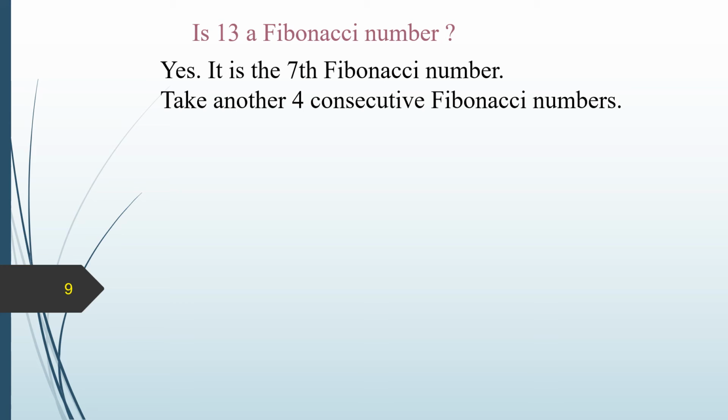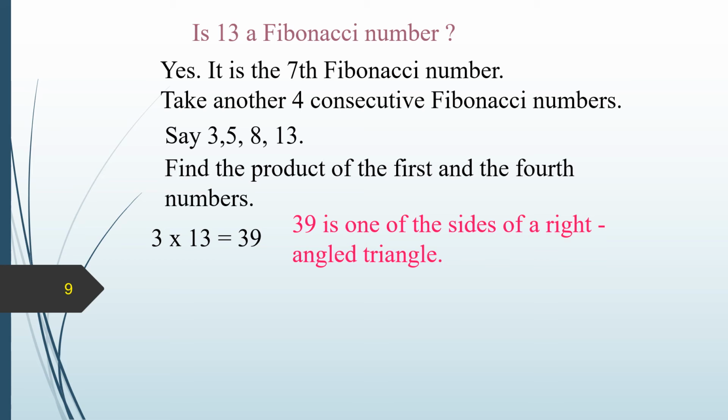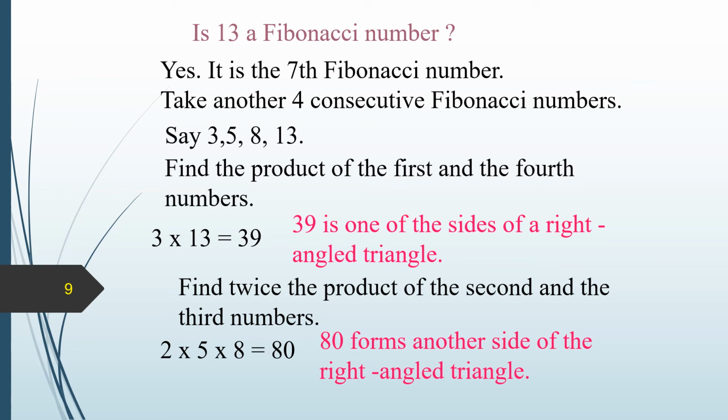Now let us take another 4 consecutive Fibonacci numbers: 3, 5, 8 and 13. Like before, we will find the product of the first and fourth Fibonacci number, 3 times 13, 39. It forms one of the sides of the right angle triangle. Let us find 2 times 5 times 8, which is 80. It forms another side of the right angle triangle, 80.